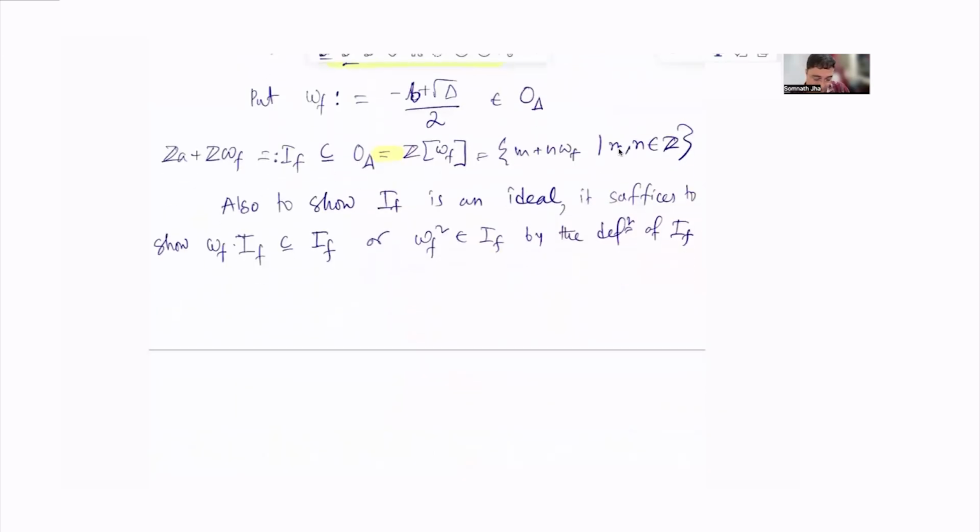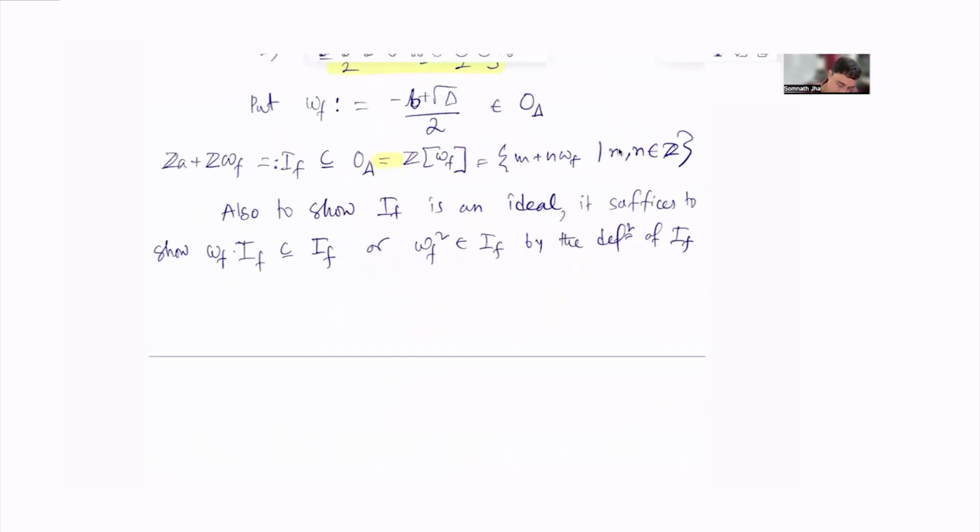So you just need to show ω_f square belongs to I_f. Now what is ω_f? Let's just calculate this thing. So ω_f is (-b + √Δ)/2. So this implies that ω_f square is (b square + Δ - 2b√Δ)/4.